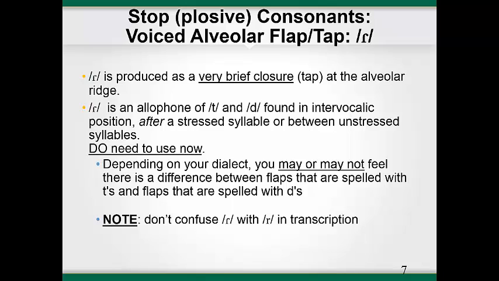The context in which the alveolar flap is most likely to occur is as an allophone of t or d in the intervocalic position, or in between two vowels, following a stressed syllable, or between two unstressed syllables, particularly in the middle of the word, but sometimes also between one word and the next as well. For example, I can say, got a lift, and the t at the end of got is a flap.